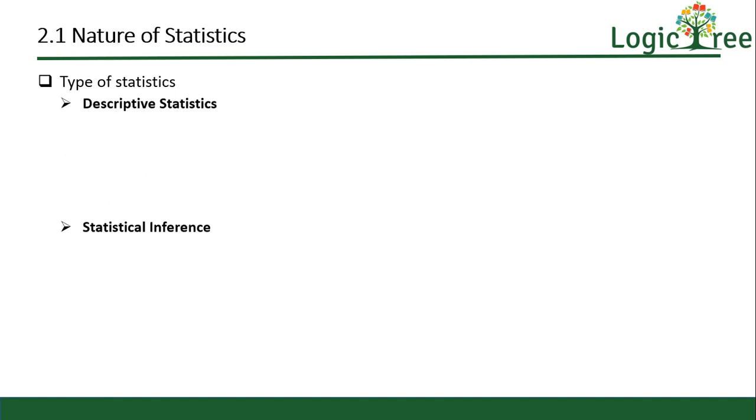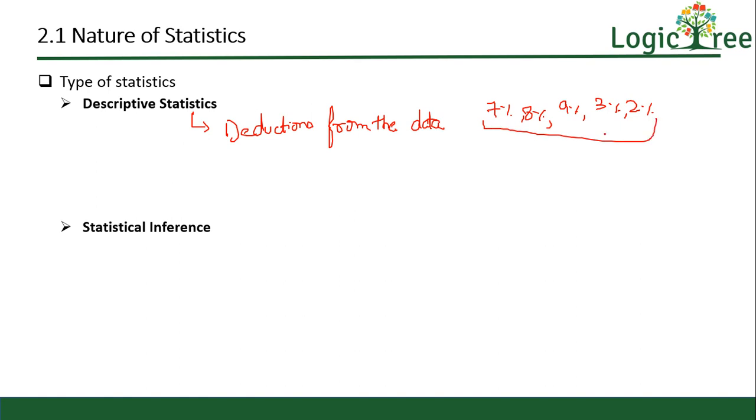So let's begin with the stats. There are basically two types of statistics. First is descriptive statistics and second is statistical inference. Descriptive statistics is all about making deductions from the data. So we will have a data set. Let's say we have 7%, 8%, 9%, 3%, 2%. These are the returns of 5 stocks, let's say in the last 1 year. And now I want to find out what this data indicates to me.